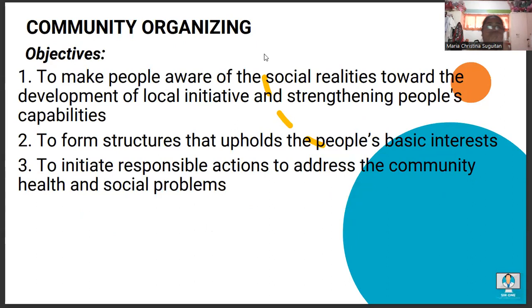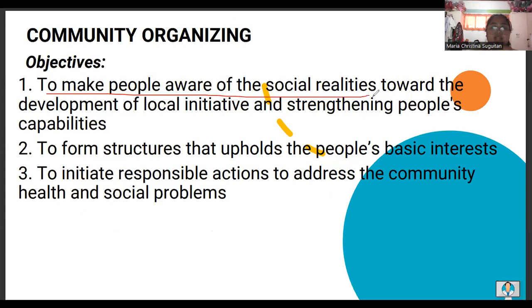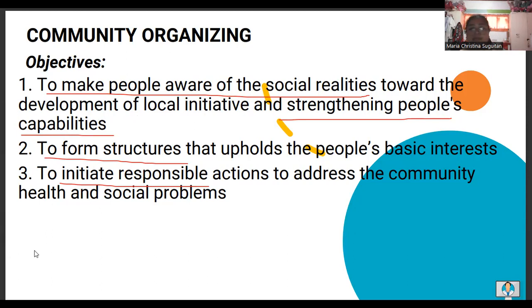So what are the objectives of our community organizing? To make people aware of their social realities towards the development of local initiative and strengthening people's capabilities. Diba? Napansin nyo, from the people to the people, by the people, ayan, more on community organizing na yan. To form structures that uphold the people's basic interests and to initiate responsible actions. Yan, to initiate responsible actions to address the community health and social problem. Ayan ang mga objectives po natin sa ating community organizing.